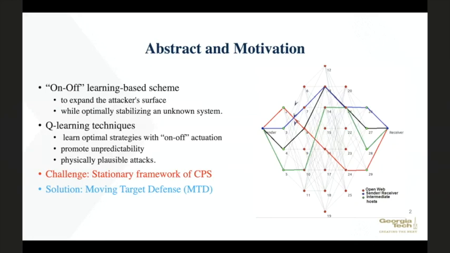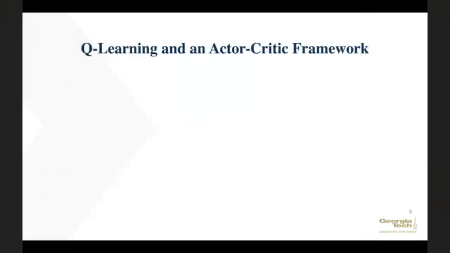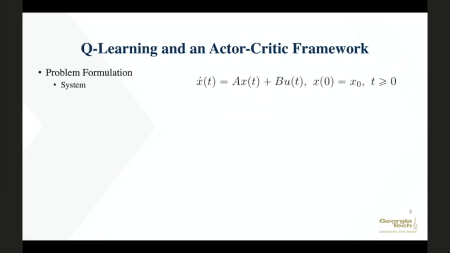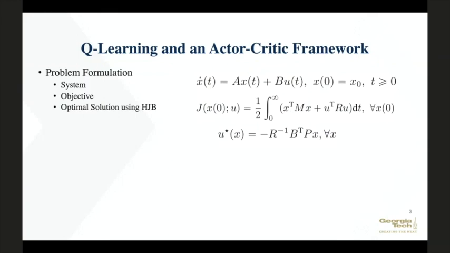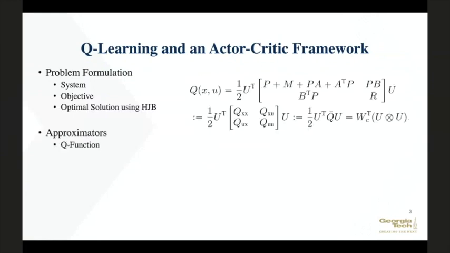We first define the Q-learning algorithm and an actor critic framework. The problem formulation goes as follows. We have a linear system and a quadratic cost to minimize. The solution for this optimal control problem is given as follows. To approximate the value function and the optimal gain matrix, we use the following state action utility function, Q. Q gives rise to our critic weights, W_C transpose.